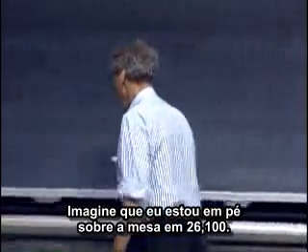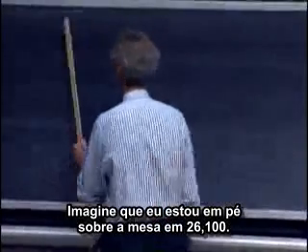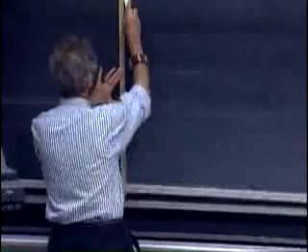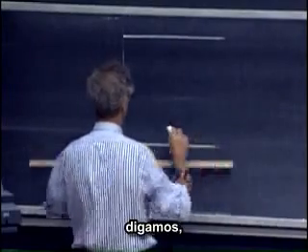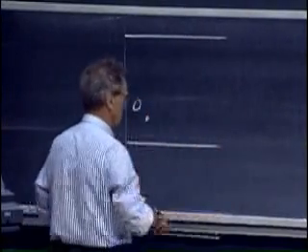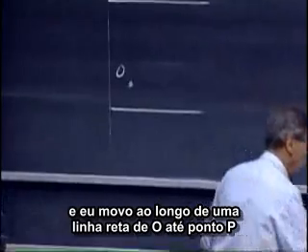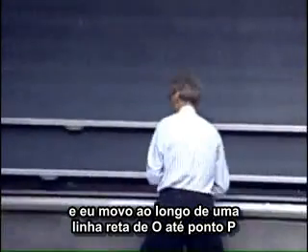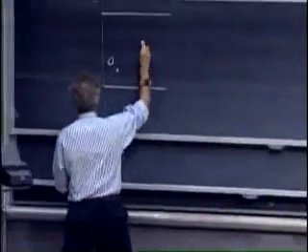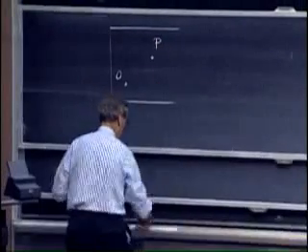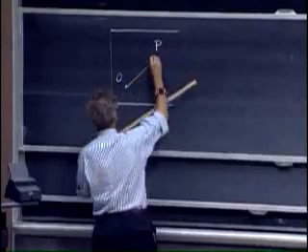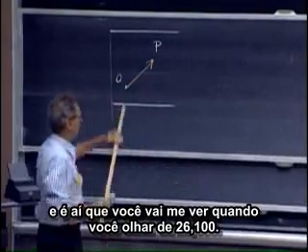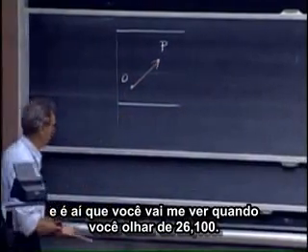Imagine that I'm standing on a table in 26.100. This is the table. And I am standing, say, at point O. And I move along a straight line from O to point P. So I move like so. So that's where I am on the table, and that's where you will see me when you look from 26.100.